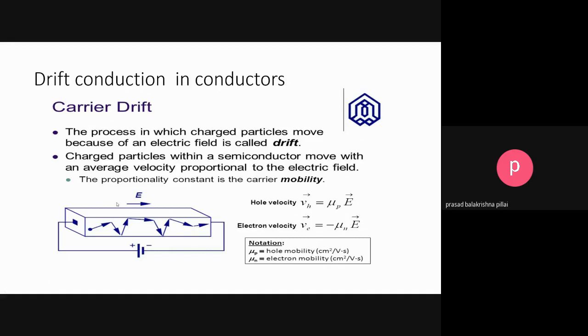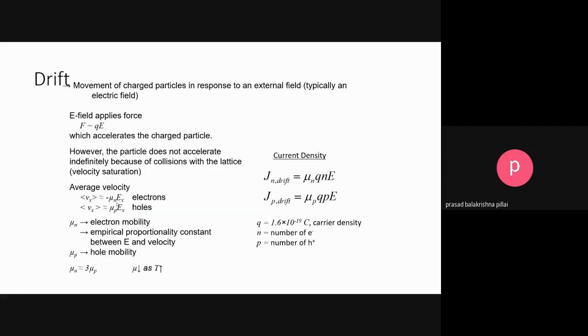Normally we talk of an average velocity. Under low electric field, the drift velocity will be much less than the thermal velocity, because thermal energy is also there and the carriers will be in random motion. So we talk of the thermal velocity, but under low electric field the drift velocity is much small compared to the thermal velocity.